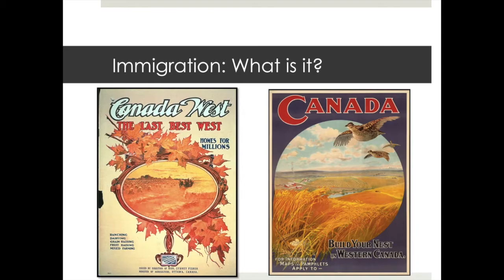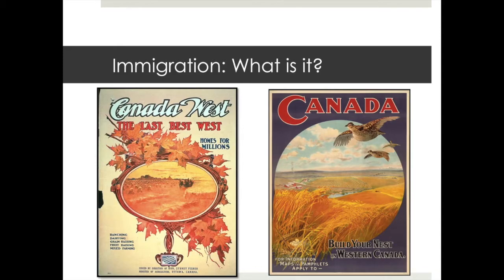What is it? Hopefully, you remember from the definition that we did that immigration is the process of people moving from their native land, or the land they were born in and grew up in, to a country that is not theirs and creating a home and citizenship and a new life there.